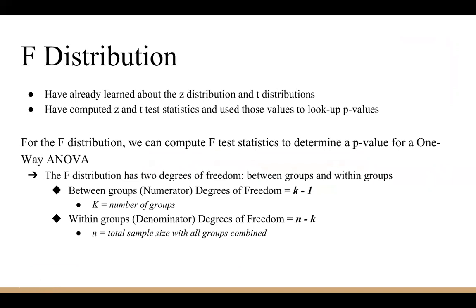So the F distribution has a between groups and within groups degrees of freedom. So the between groups you'll see sometimes maybe called the numerator. It's a degrees of freedom equal to k minus 1. So k stands for your number of groups. So it's just your number of groups minus 1. And then the other degrees of freedom, which is called within groups, is sometimes called the denominator. That's just n minus k. So it's your sample size minus the total number of groups.